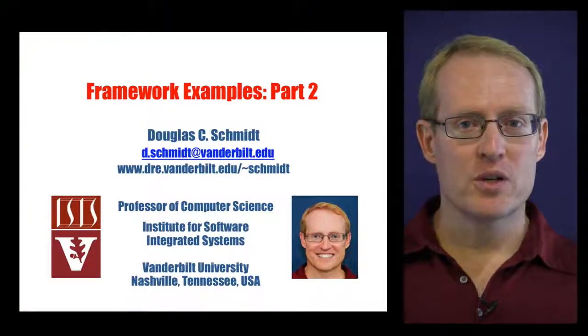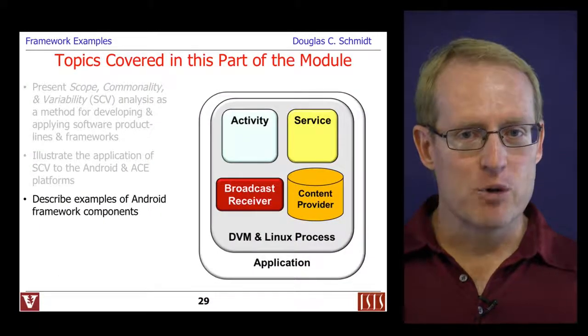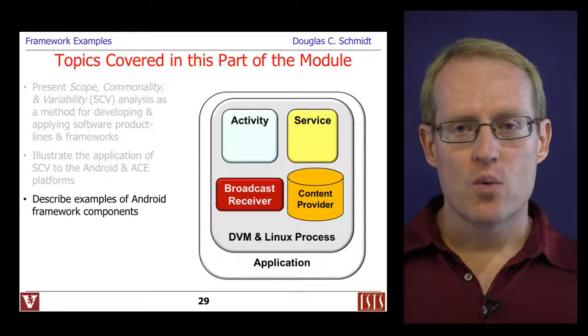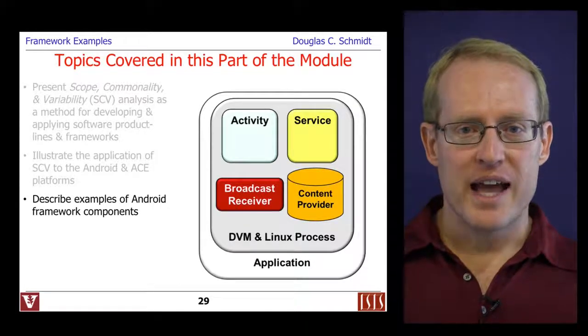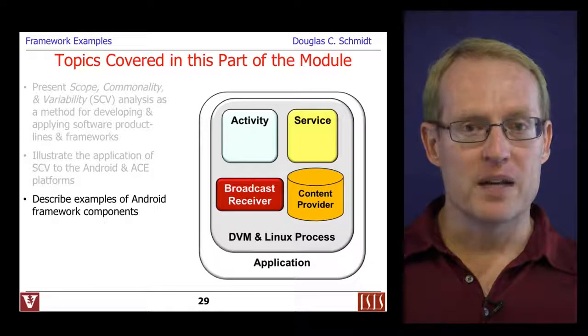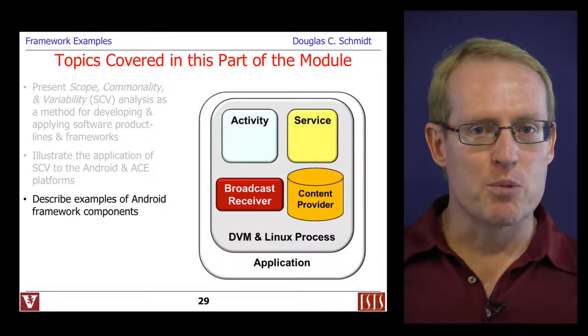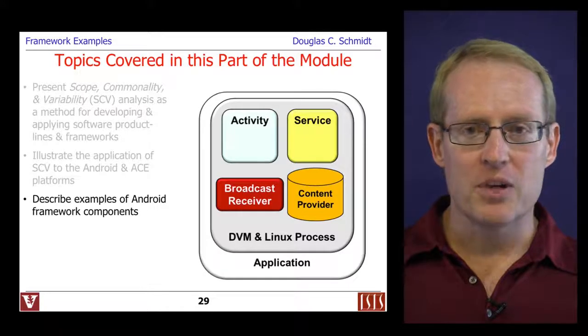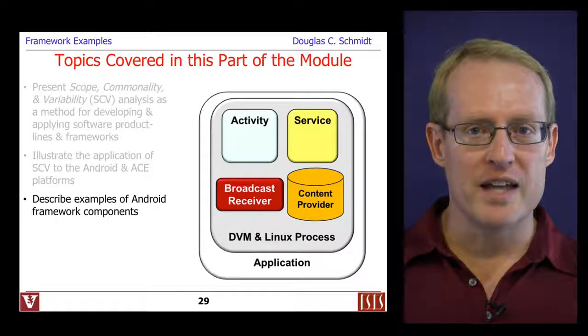Welcome to part 2 of the module on framework examples. In the previous part in this module, we presented scope, commonality, and variability analysis as a method for developing and applying software product lines and frameworks, and we also presented a couple of examples of applying scope, commonality, and variability analysis to Android and ACE.